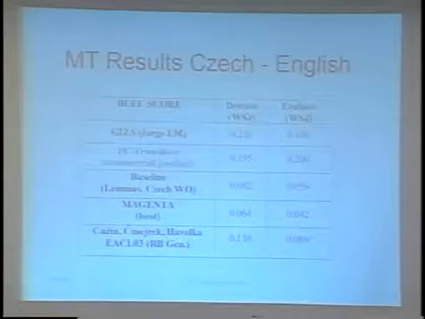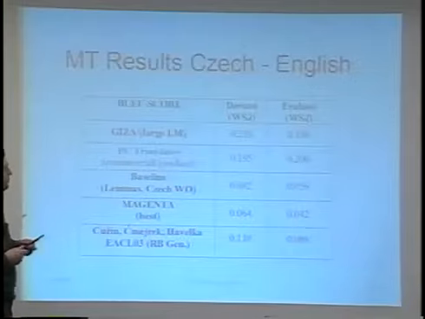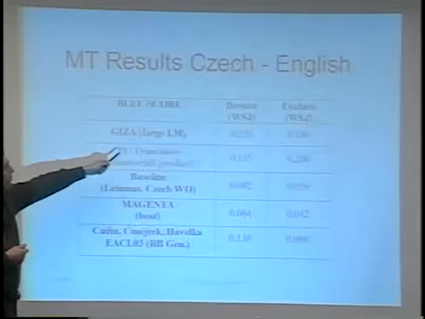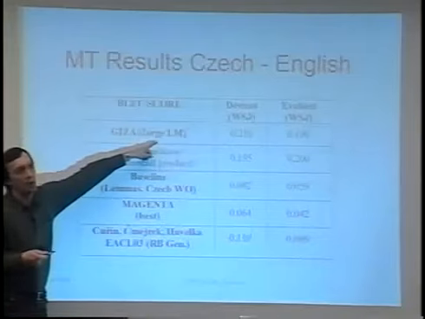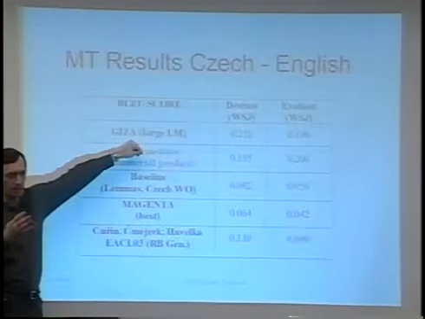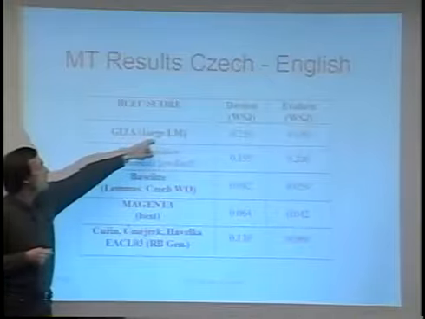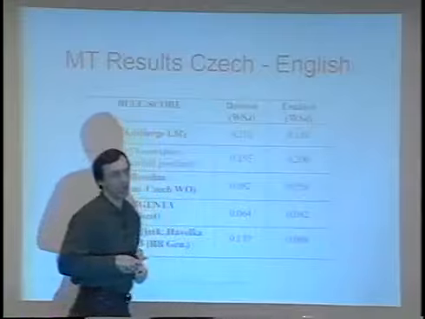And here are the numbers. They are not very optimistic, but let me explain. So first of all, what we have done, actually it was Giza++, with a very large language model, which can be trained like a 100 million words English language model. And what we got was like 0.19 BLEU score.